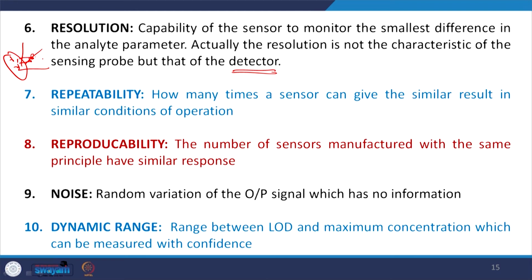Dynamic range. What is the range that this sensor can work in? So, you have the minimum concentration, that is the limit of detection, to the maximum concentration which can be measured confidently. This range is called the dynamic range of the sensor. The sensor works in this range only.